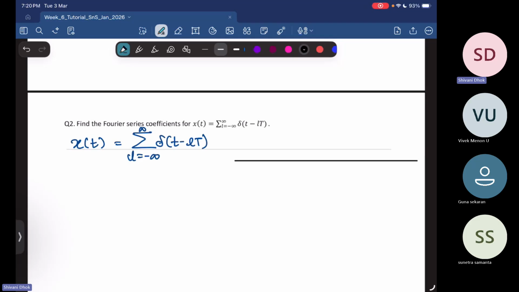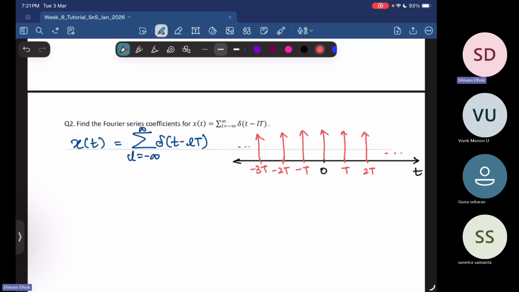So how does this signal look? This is your t axis. Here you have 0. Then you have an impulse here. Then it repeats at every integer multiple of t and so on. So like this. And you have it at minus t, minus 2t, minus 3t and so on. Okay, so this is what we have.